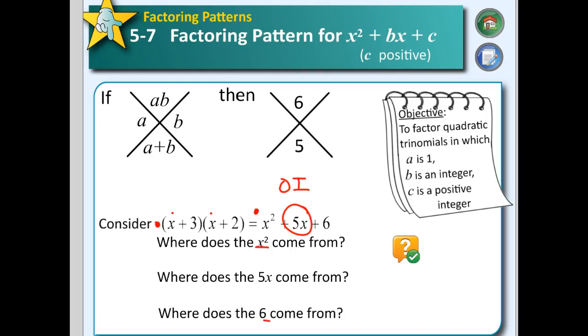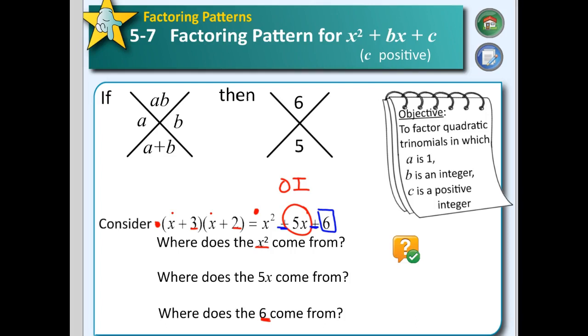Where does that constant term, that 6, come from in the foiling process? Yes, that's right. It comes from multiplying the constants together on the end. So we're going to see as we start this battle of factoring that I need to worry about two things. I need to worry about the factors of my constant term on the end, and I also have to really pay attention to the signs in my trinomial.